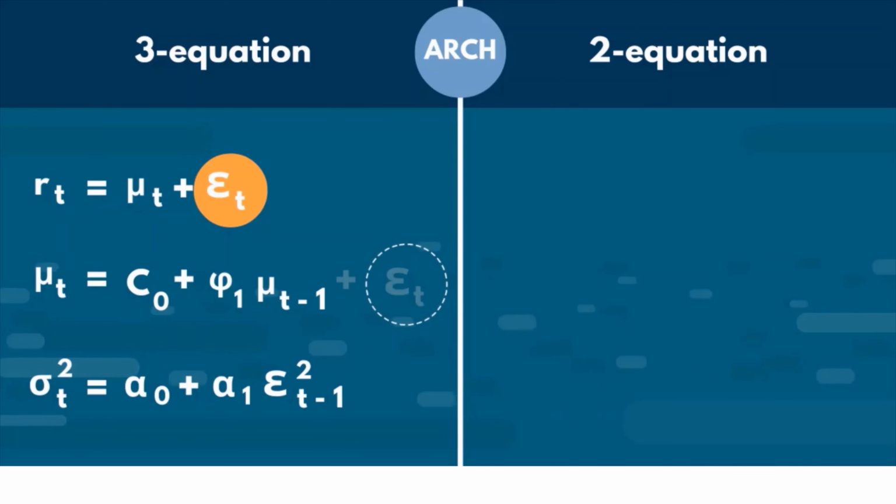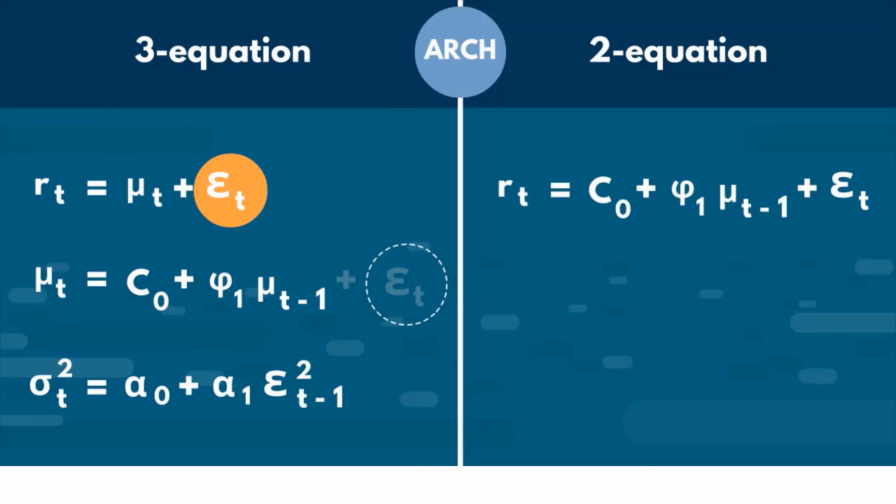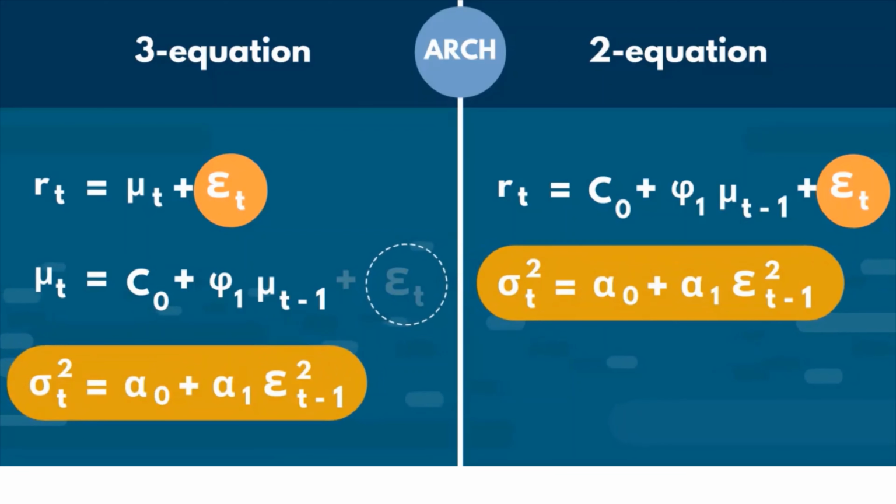That said, the 2-equation representation is the one we're going to use here. In it, we combine the first 2 equations by substituting mu_t with whatever function it's equivalent to. That way, the mean equation is actually a model, since it also includes residuals. The common theme in both representations is that the variance equation does not change. Hence, the meat of the ARCH is consistent throughout.